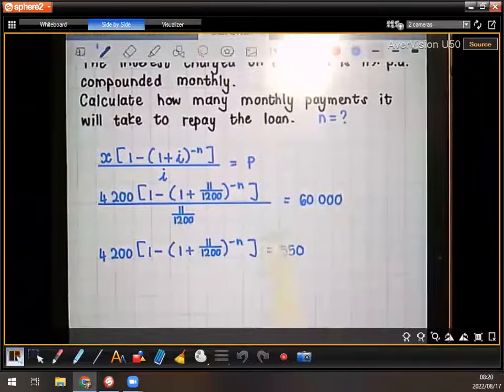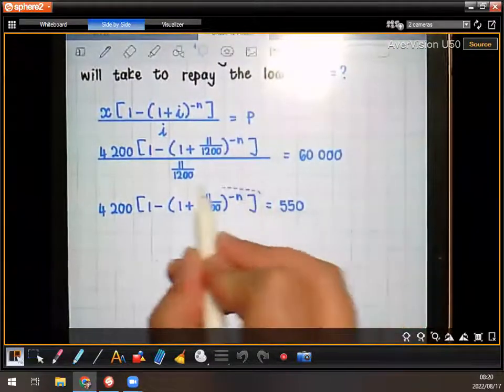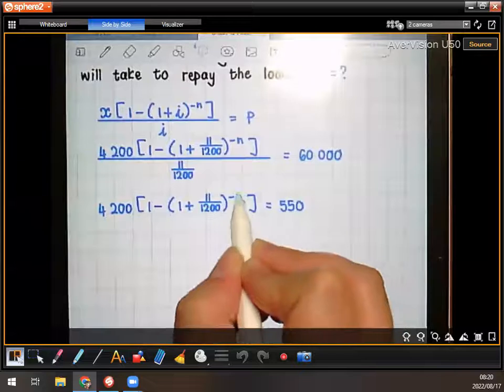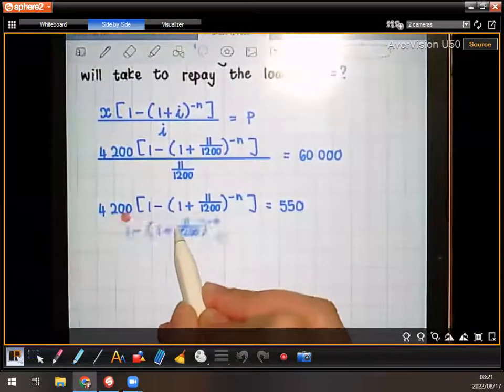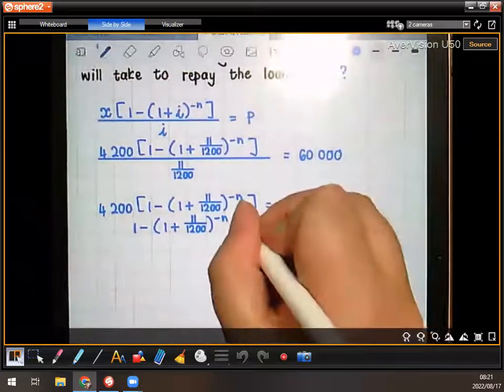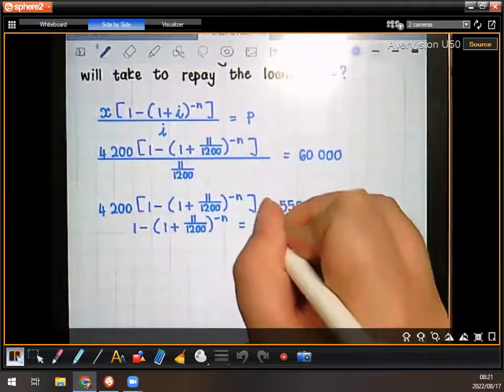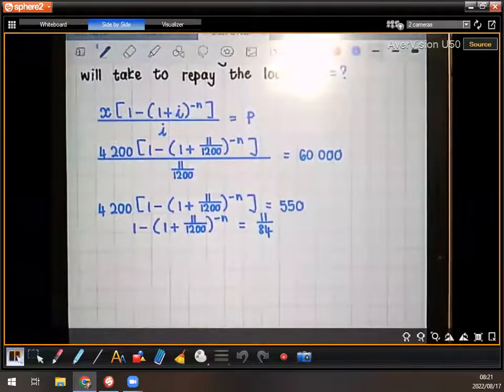First thing, you're going to multiply the 60,000 by that interest rate. Okay, next up, what am I going to do? Remember, I'm solving for n. Divide by 4,200. So that is going to give me this whole bracket, actually I don't need the bracket anymore. So that whole thing is going to be equal to, you can write it as a fraction or you can write it as a decimal number. It's up to you. As a fraction, it's 11 over 84.